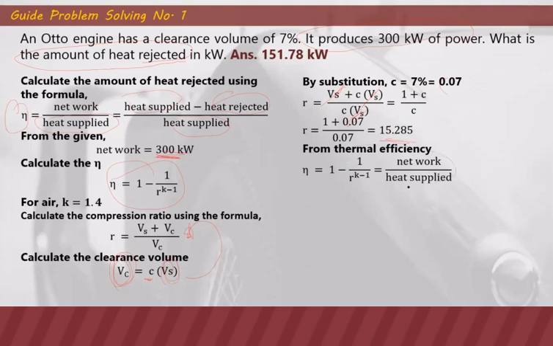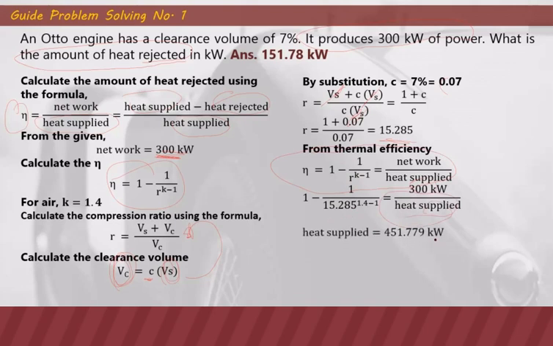So this is the formula, then substituting the known values. We already know r as well as k, and then the net work. From this equation, we can solve for the heat supplied. The heat supplied is 451.779 kilowatts. And finally, we can use the formula net work equals heat supplied minus heat rejected, so that our heat rejected is the heat supplied, 451.779, minus the net work, which is 300 kilowatts.